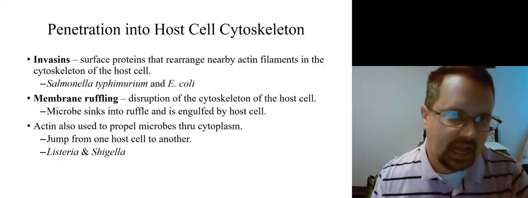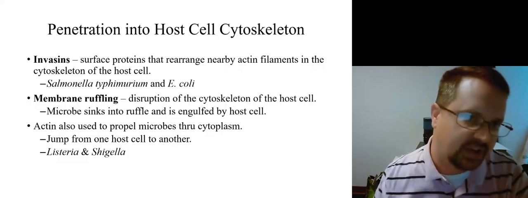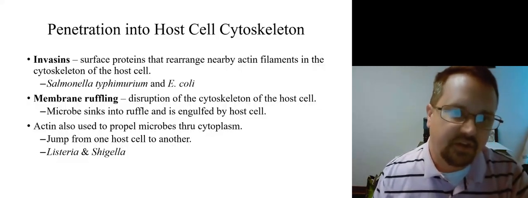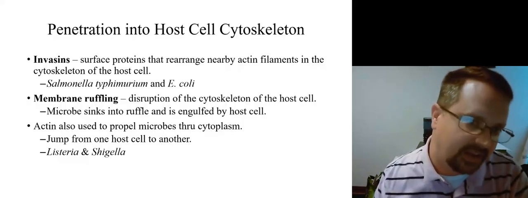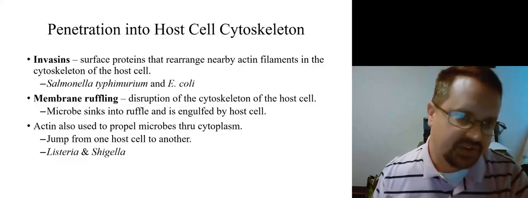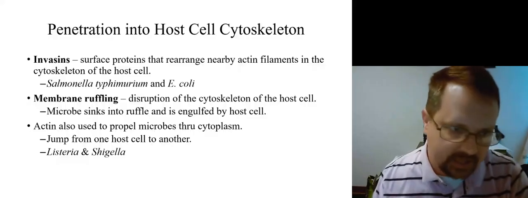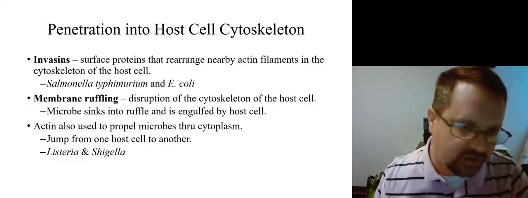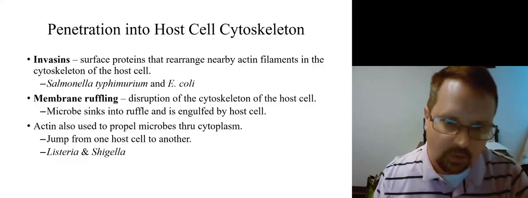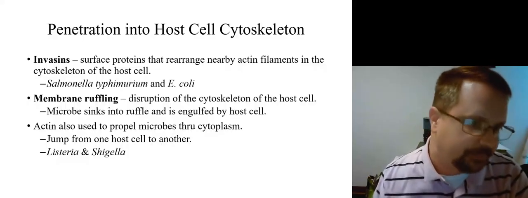Okay, new clones. Other ways to penetrate the host cells, get through the cytoskeleton. We can use invasins. There are surface proteins that actually rearrange the nearby actin filaments in the cytoskeleton. So Salmonella Typhimurium and E. coli can do this. Membrane ruffling disrupts the cytoskeleton of the host cell. Microbes can sink into the ruffle and be engulfed by the whole cell and get in through membrane ruffling.